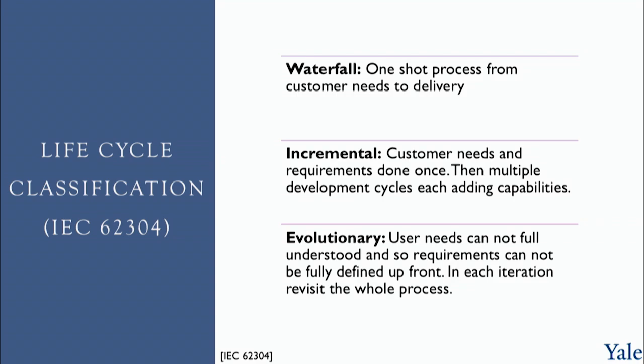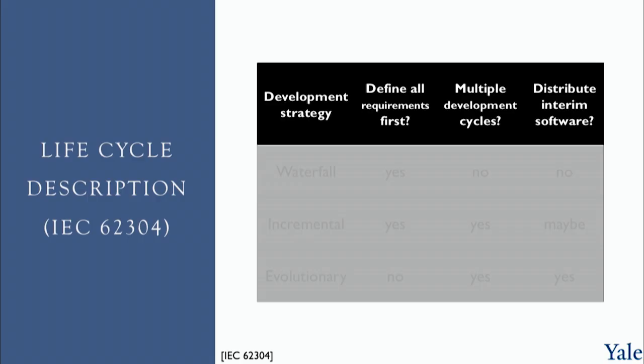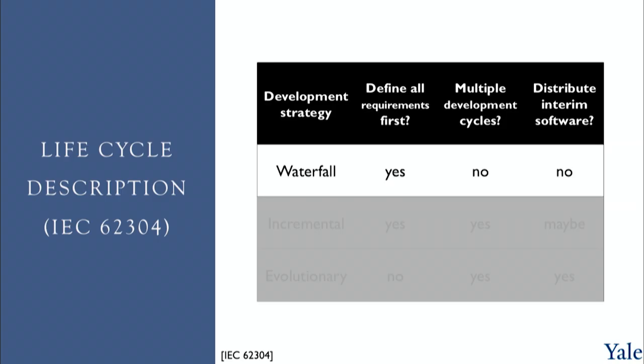So let's just look at this in a little more detail in the next table. So development strategy is the first column. Do we define all the requirements first? Do we have multiple cycles? And do we distribute interim software? So for the waterfall, yes, we define all the requirements first, and no, we do not have multiple cycles, and we do not distribute interim software.